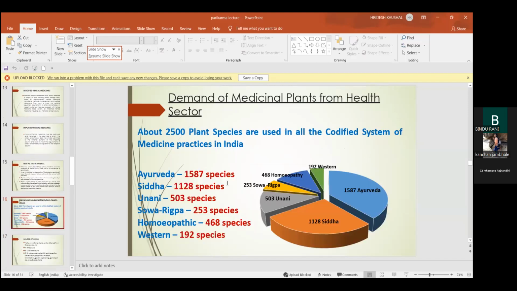Now, as the demand is increasing day by day, about 2,500 plant species are used in different systems of medicine. Among that, Ayurveda uses 1,587 species, Siddha uses 1,128 species, Unani 503 species. Other systems are also using these herbs for the preparation of herbal medicines.